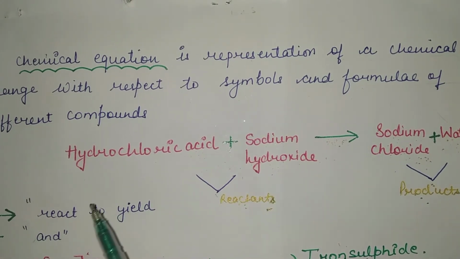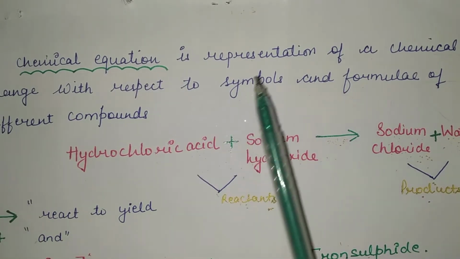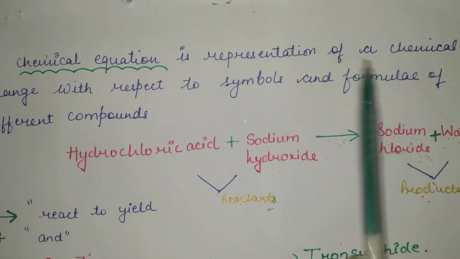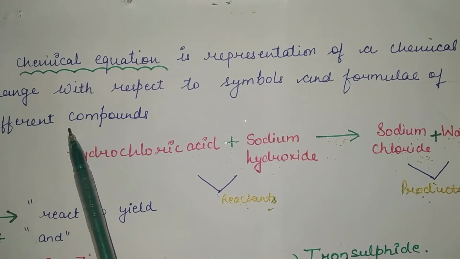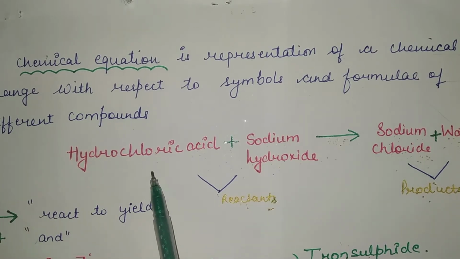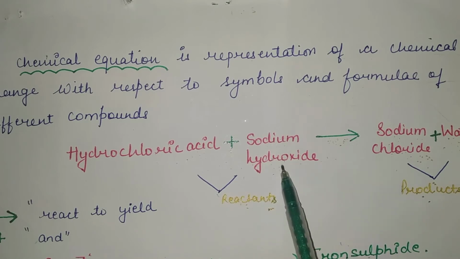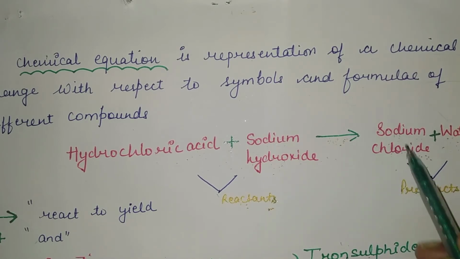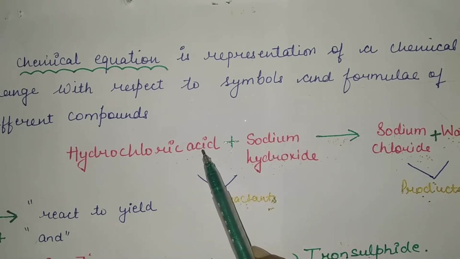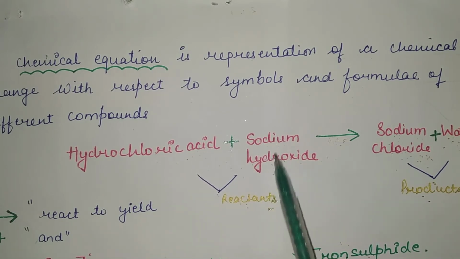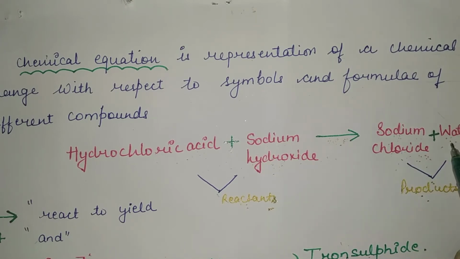Children, now in this video we are going to discuss the chemical equation. Children, a chemical equation is the representation of a chemical change with respect to the symbols and the formulae of the different compounds. Here we have taken one example: hydrochloric acid reacts with sodium hydroxide to give sodium chloride and water. Children, here you can see hydrochloric acid and sodium hydroxide are taking part in the chemical reaction and forming two new compounds, that is sodium chloride and water.